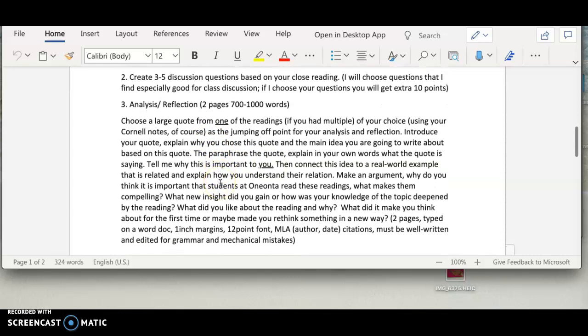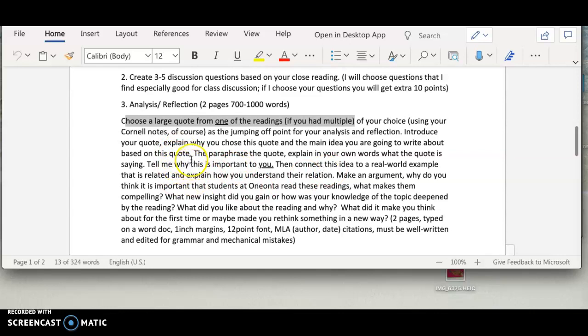So I'm asking you to choose a large quote from one of the readings. Some of you only have one reading. So if you're reading a chapter from, for example, Kindred, like the fire, which is a lengthy part of the book, then you want to choose an important quote, a big chunk of quote that you want to use for your analysis. Obviously you can use your Cornell notes, but I want the quote to be the first thing that you put in this part, and then introduce it. Why are you choosing this quote?